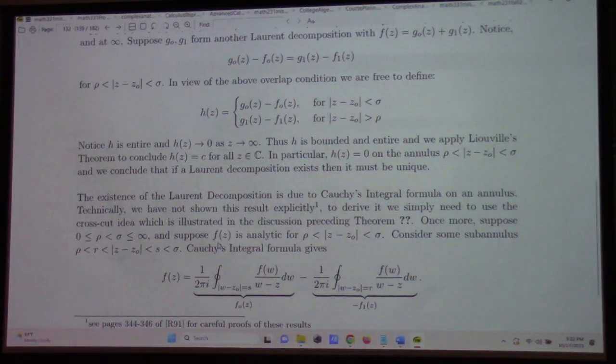All right. So then the existence of the Laurent decomposition is due to Cauchy's integral formula on the annulus. How is this? All right, so let me turn the lights back on and talk about this carefully.